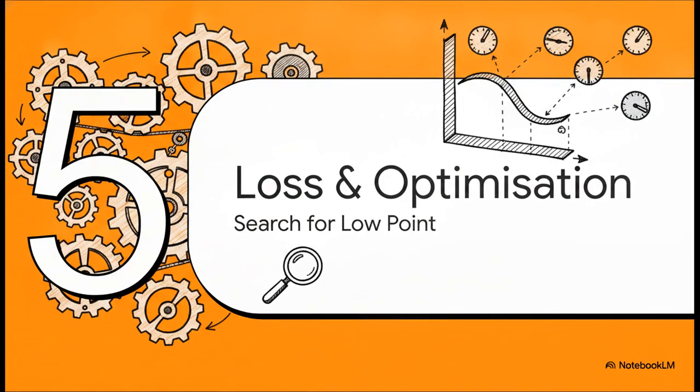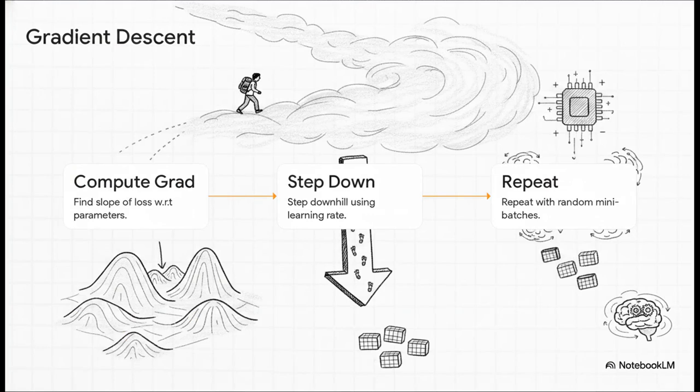All right, on to Section 5, Loss and Optimization, the search for the low point. We've got the data, we've got the metrics, but how does the machine actually mechanically search for the right knob settings? Well, imagine a hiker in thick fog, just feeling the slope under their feet to try and find the valley floor. That is gradient descent in a nutshell. You can't see the whole landscape, so you just compute the local gradient and take a step downhill.